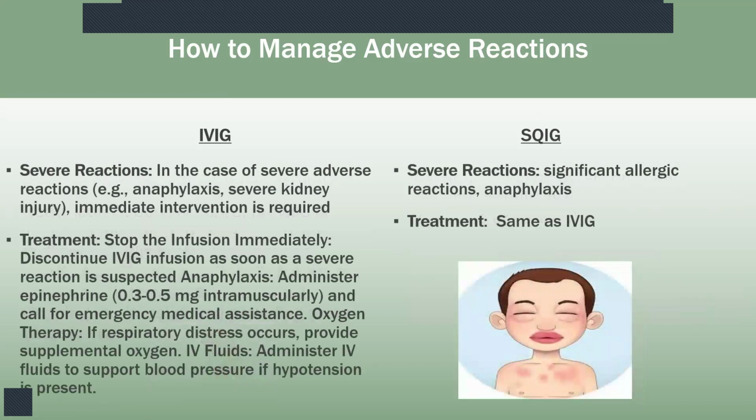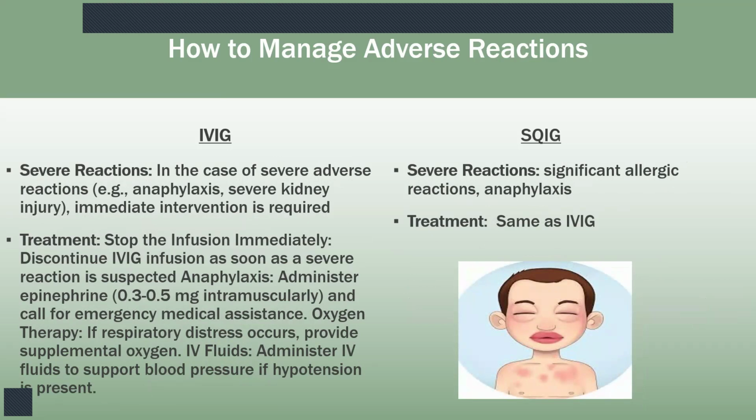And severe reactions are pretty much the same with both. It's your anaphylaxis and your kidney injuries, and they need immediate intervention. So if you see this coming with either one of your patients, you're going to stop your infusion and you're going to administer epi. If you're doing the subcutaneous at home, you're going to call 911 and continue to monitor if IV fluids are available at home.